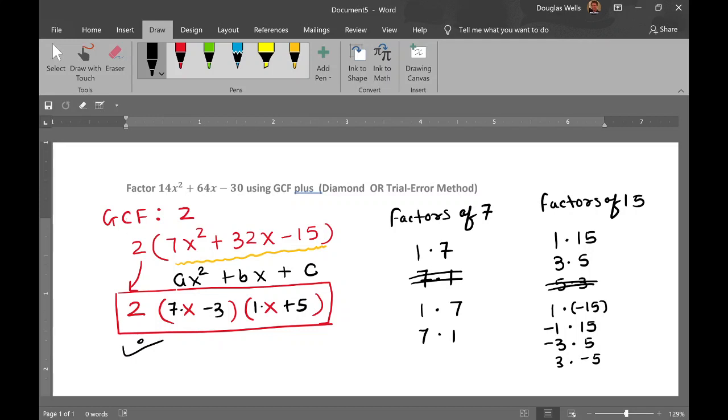Do not forget, when you write your answer, the GCF you must carry forward with your answer. So your entire answer will be 2 times parentheses 7x minus 3 times parentheses x plus 5. Hope this will help you.